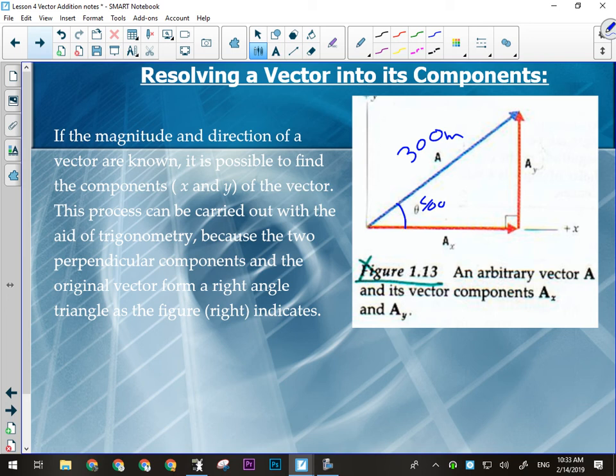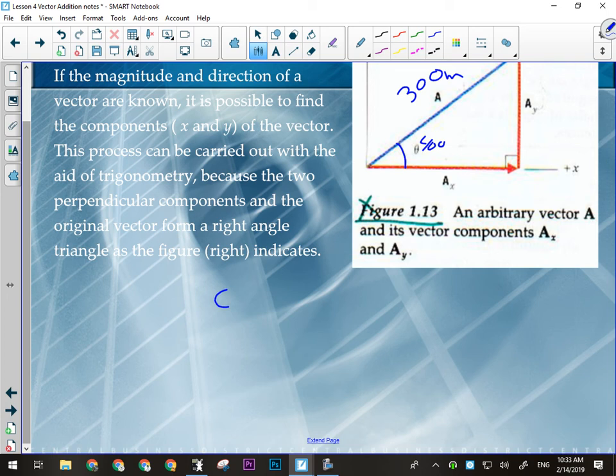C-A-H. So if I use cos, I can say that the cos of theta equals the adjacent side divided by the hypotenuse. So I know theta, 40 degrees. I know the hypotenuse is 300 meters. Can I solve for adjacent? It's not a hard manipulation, right? I just bring the hypotenuse over here. So mathematically, that'll look like this.